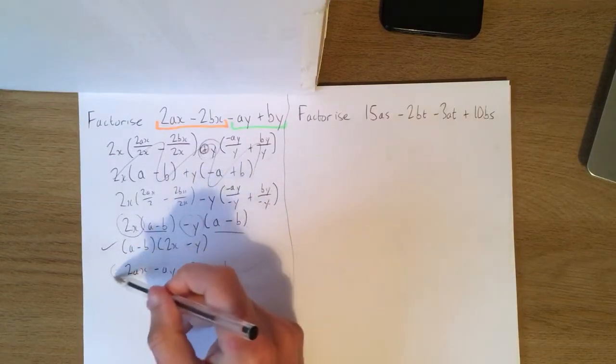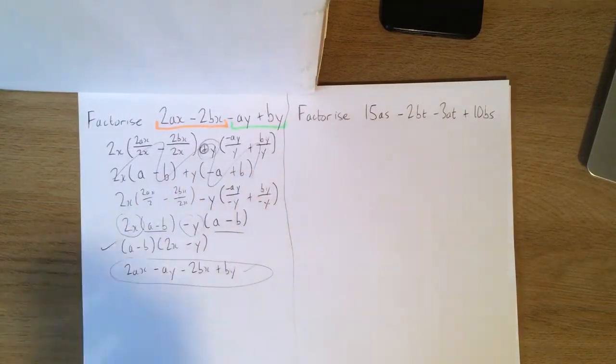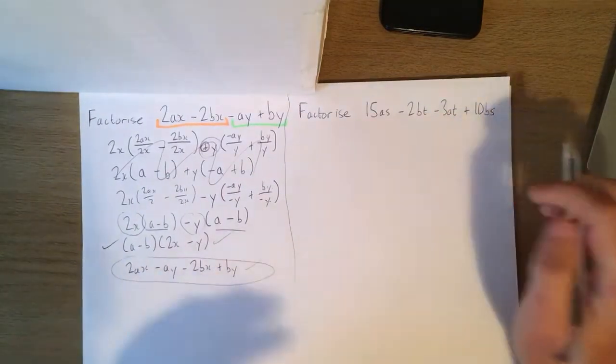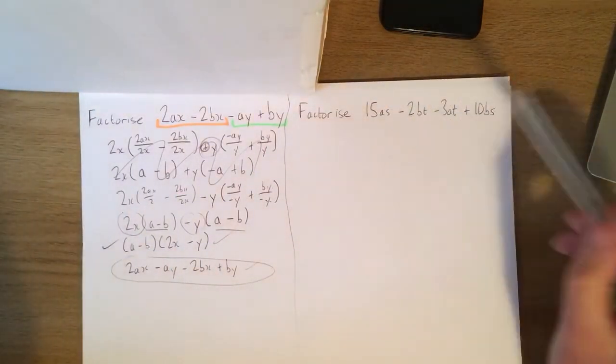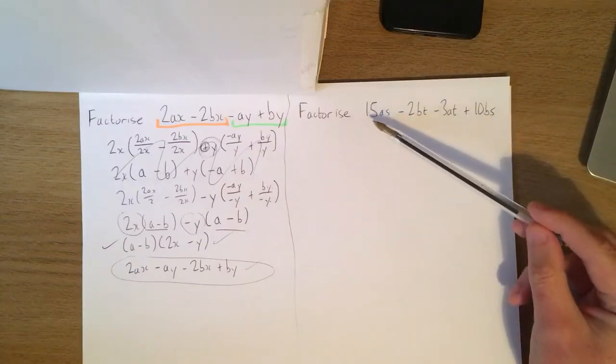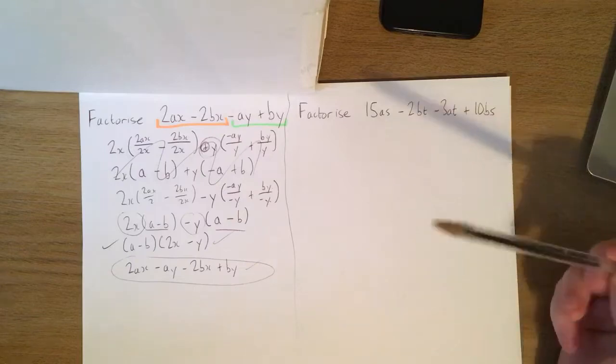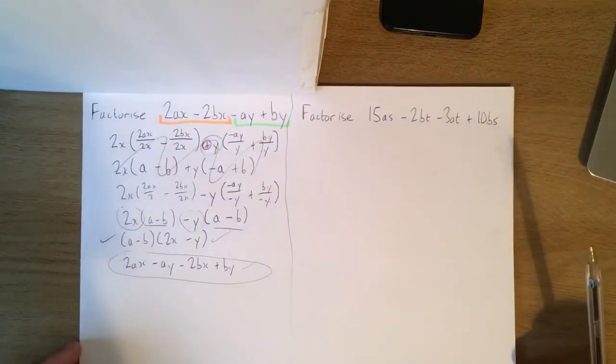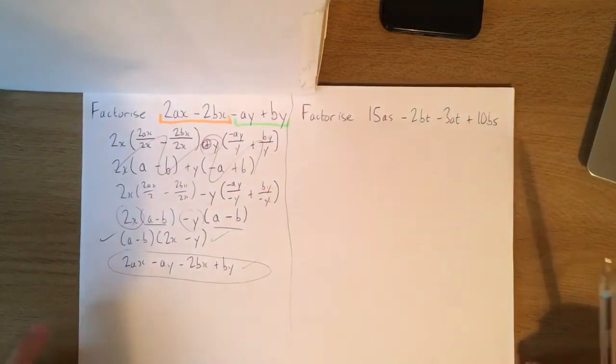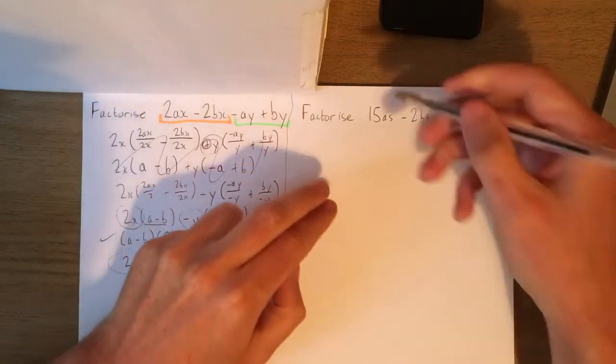So again, that's not part of your factorising. That's me checking my answer. That's the answer to the factorising part. All right, one more example then. So there's a couple of things going on here. 15as minus 2bt minus 3at plus 10bs. So what do we want to do?